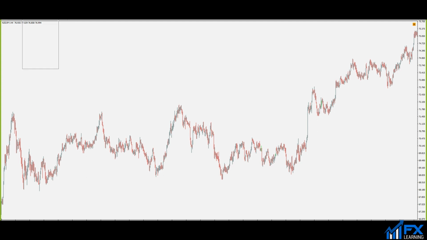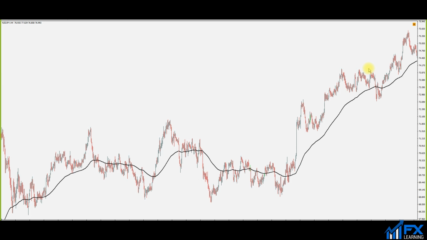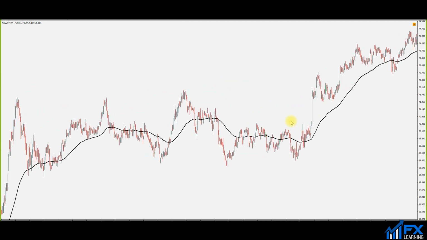Where's my moving average? Insert indicators, moving average, trend, moving average. There we go, 100 exponential. Add that in like that. There we go. Right. Okay. So here we go. Uptrend. See that? Price is above the moving average. Uptrend. Now here's the trick. Let's do a step-by-step guide. I'll bring myself back in now.